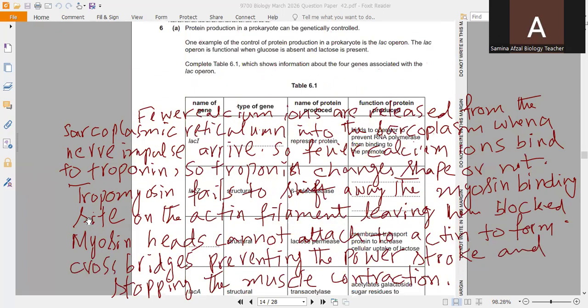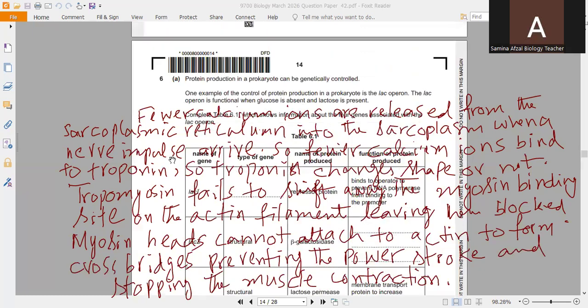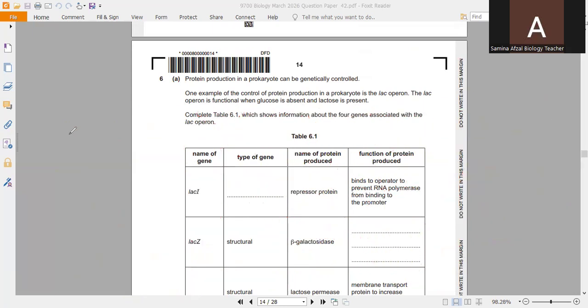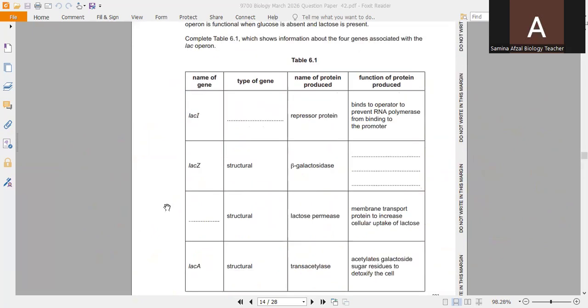Moving towards question number 6. Protein production in a prokaryote can be genetically controlled. One example of the control of protein production in a prokaryote is the lac operon. The lac operon is functional when glucose is absent and lactose is present. Complete table 6.1, which shows the information about the four genes associated with the lac operon.